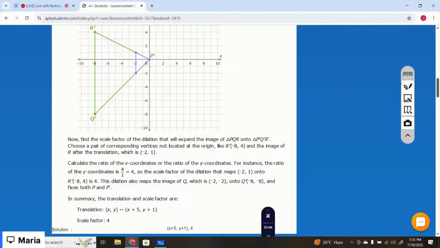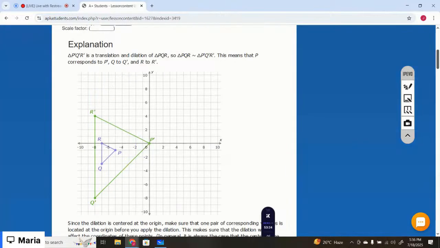calculate the ratio of the x coordinates or the ratio of the y coordinates. The ratio of y coordinates is 4 and 1. The scale factor of dilation maps -2, 1 onto -8, 4. The scale factor is 4.